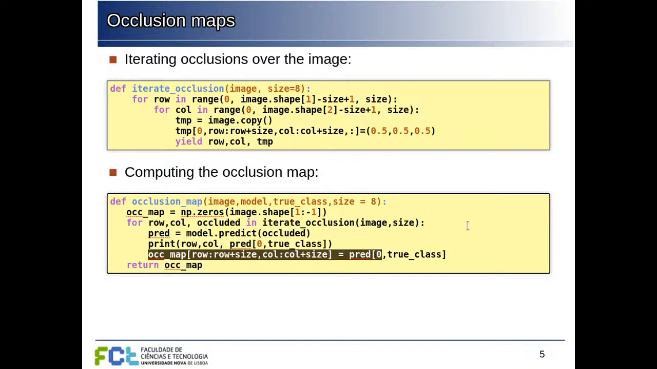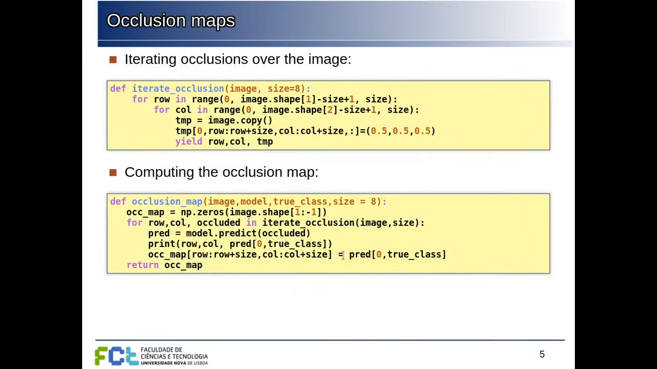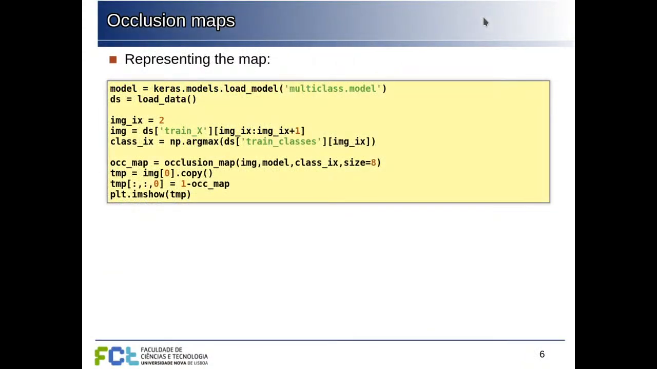And now we can create the occlusion map by filling in the region. So the occlusion map will be the same size as the image, but we fill in the region corresponding to the square with the probability that the model assigned to this true class. So this print is just so we can see how the things are being computed. It's not important for the actual result. What matters is this map. So now we can just merge the two.